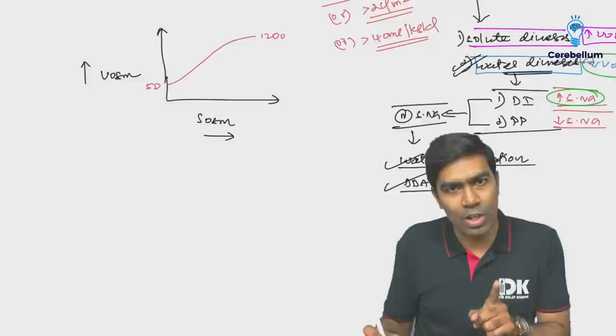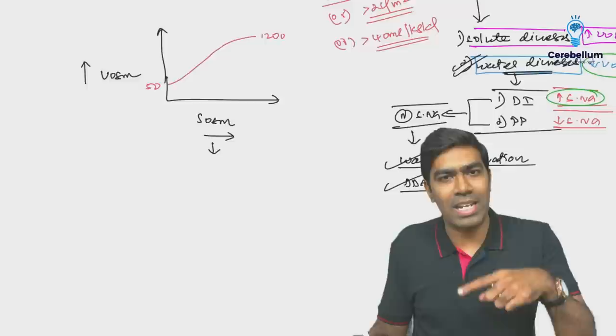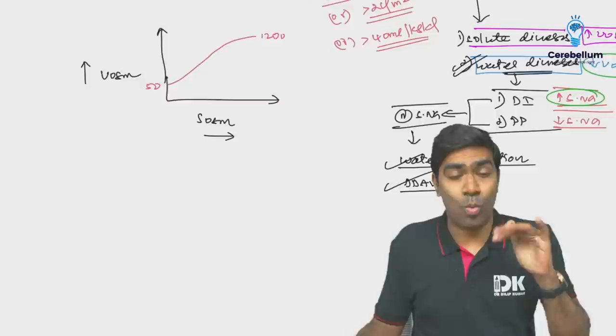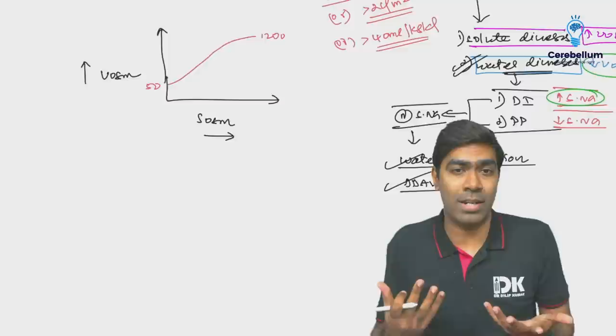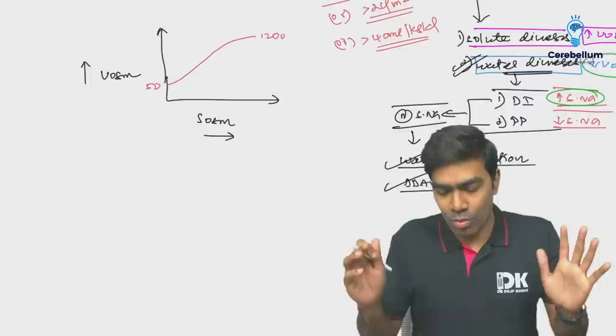How can you increase the serum osmolality? By two mechanisms. One simple way to increase serum osmolality is by doing water deprivation. If I am not drinking water, my serum osmolality will increase because my blood will become concentrated without water. So what I am going to do is a water deprivation test.